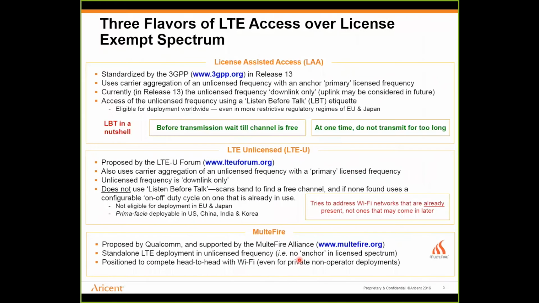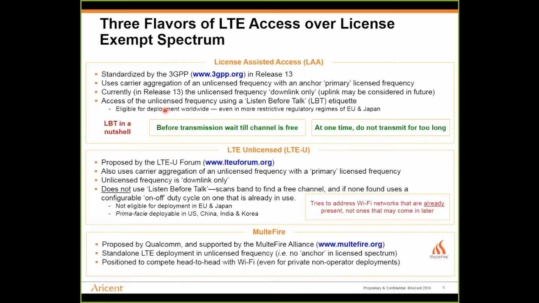Going to the next slide, even when we consider LTE over the unlicensed exempt spectrum, there are really 3 flavors. And the first of them, and probably the one that's going to become most important at the moment, is what's called license-assisted access. This is the formal 3GPP standardization of this particular feature. This uses carrier aggregation of an unlicensed frequency band in band 46, as we mentioned before, with one primary licensed carrier frequency that's going to act as an anchor.